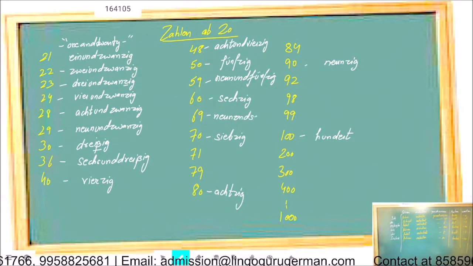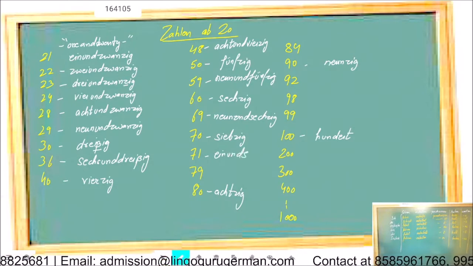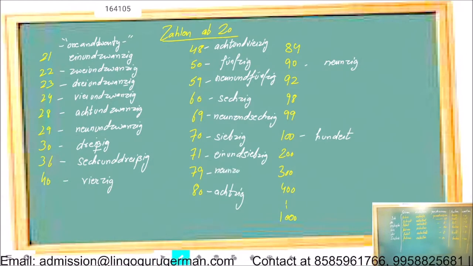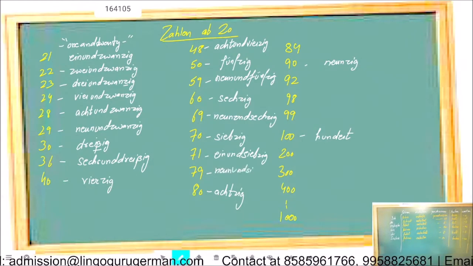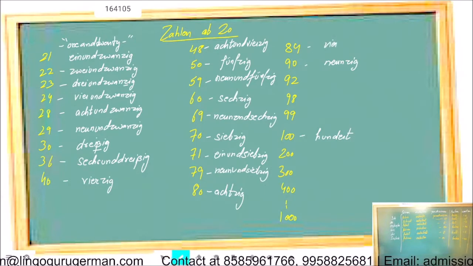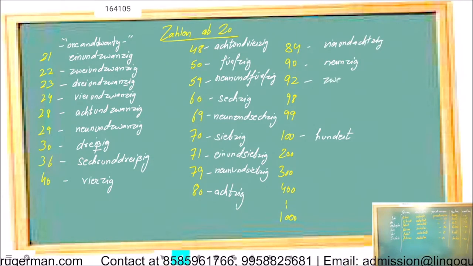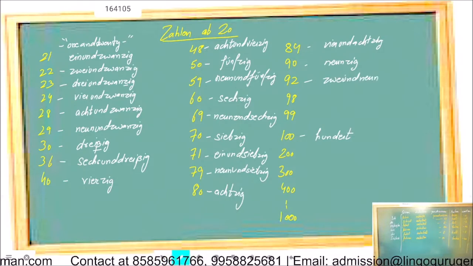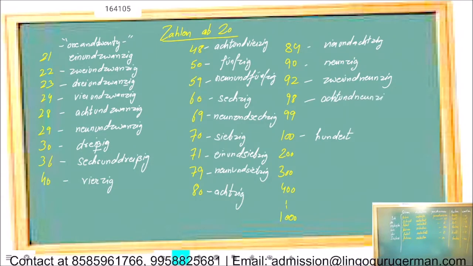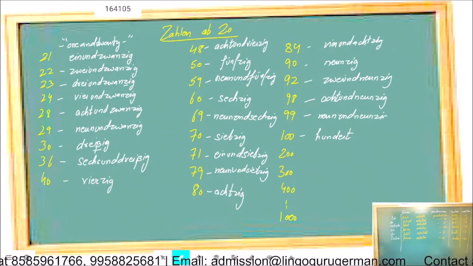69, 9 und 60. 71, 1 und 70. 79, 9 und 70. 84, 4 und 80. 92, 2 und 90. 8 und 90. 9 und 90. I'm just following this.